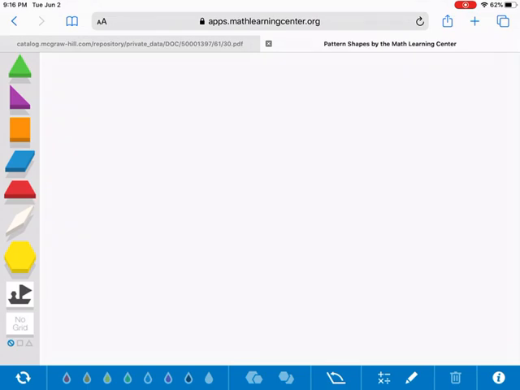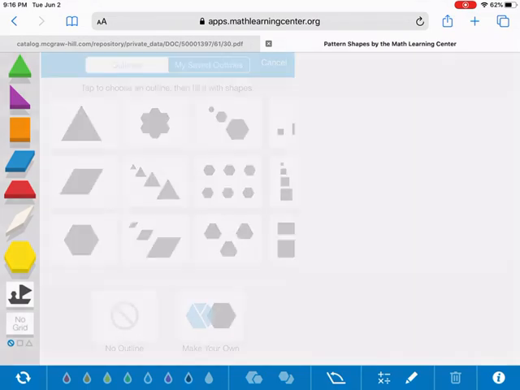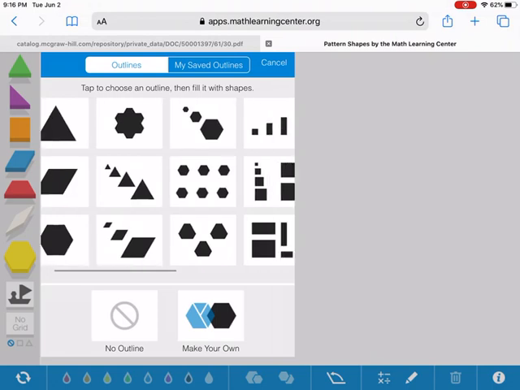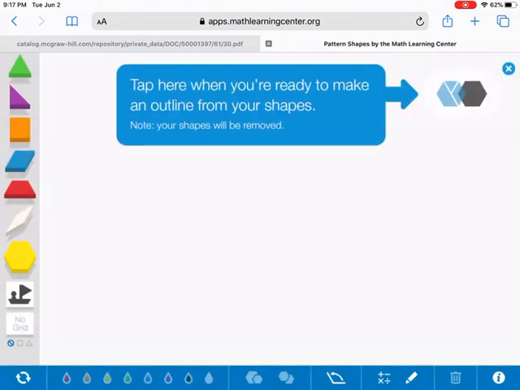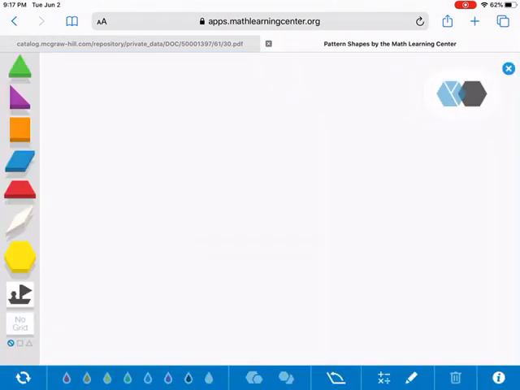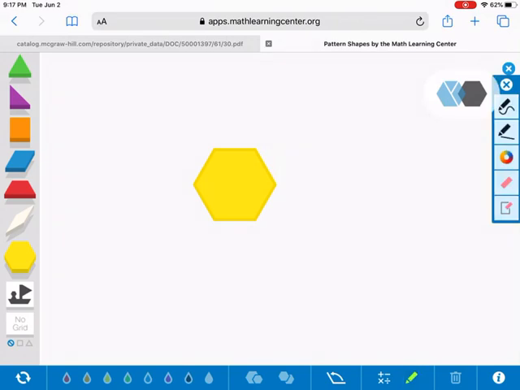Okay, I'm going to use, let's see. Oh, look at that. They give you a bunch of different shapes here. Let's make our own. Let's just use a hexagon. Okay, now a hexagon has multiple lines of symmetry. You can do one straight, oops. You can do one straight down the middle.